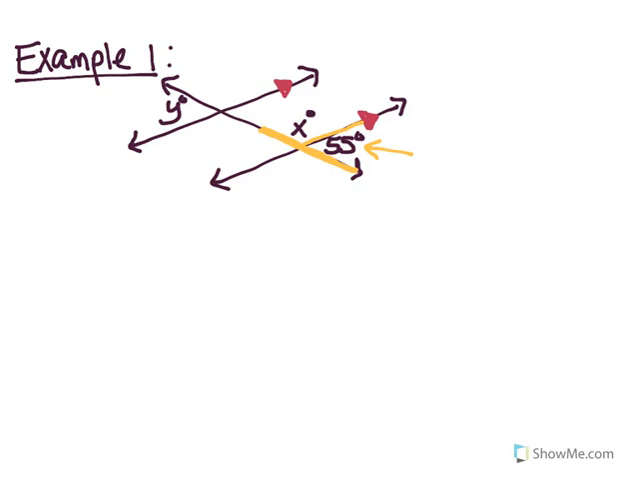So we're going to go ahead and set up an equation that says x plus 55 equals 180. And so we're going to go ahead and solve this. So we're subtracting both sides by 55.